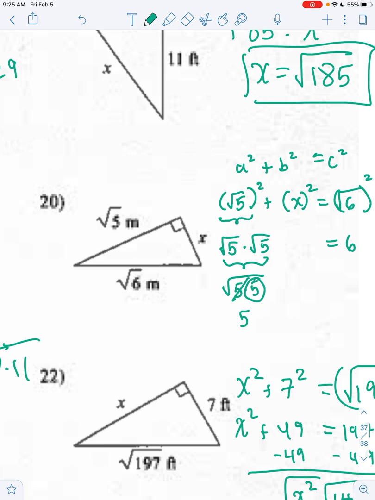And x squared is just x squared. So overall, we have 5 plus x squared equals 6. Subtract the 5 on both sides, x squared equals 1. To undo squaring, we take the square root of both sides. So x equals 1 is the solution.